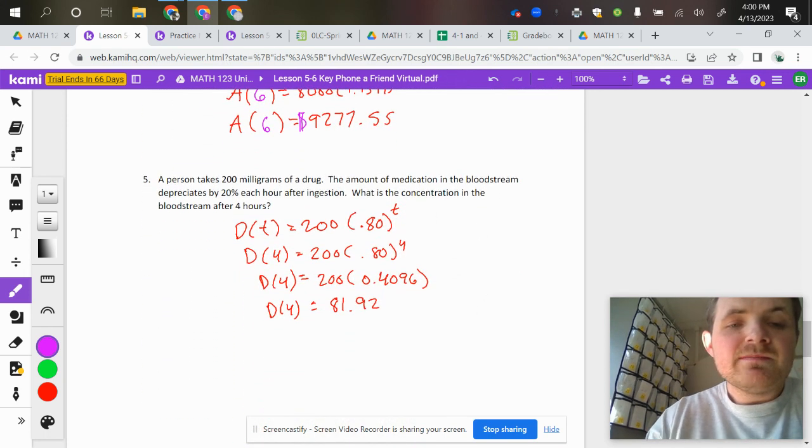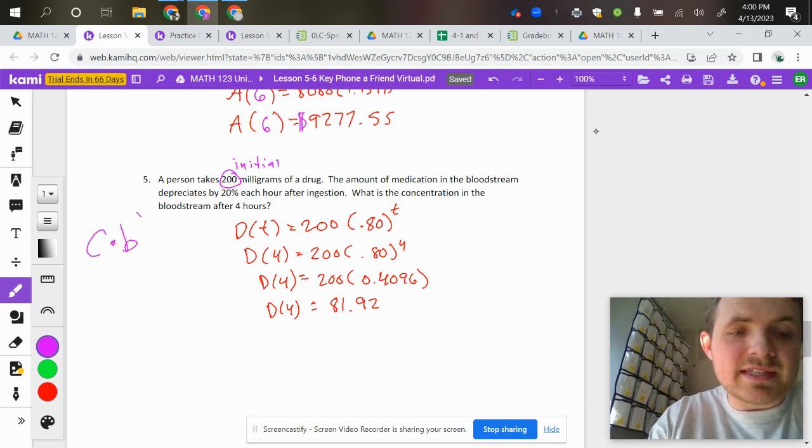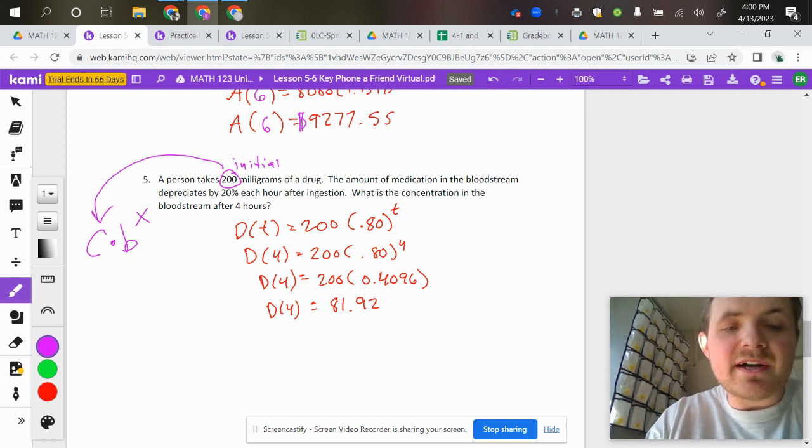This last one here, a person takes 200 milligrams of a drug and it depreciates. We lose it in the bloodstream by 20% each hour. So again, this is my initial value, and that's why it's out in front. Again, our little equation is C times B to the X, so that initial goes in for the C value.